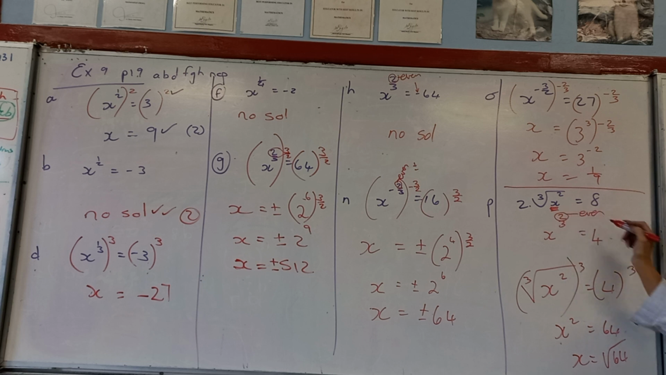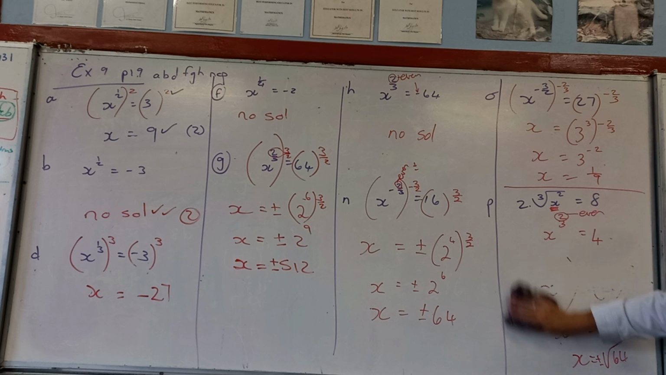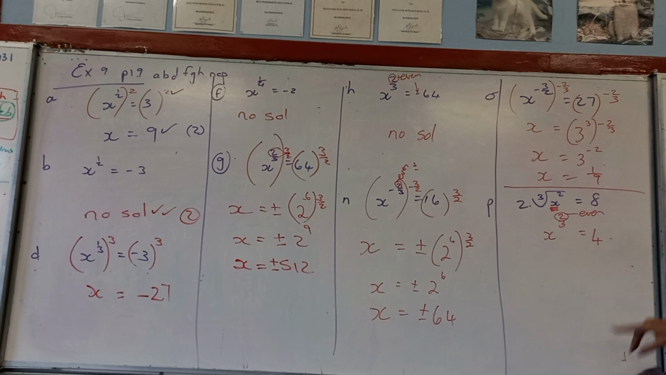That means my answer's got to be plus or minus. If you did it this way, when you come here and put the root there yourself, you're going to put the plus and minus there yourself. So you're going to get to plus and minus 8 anyway. Many ways to do these sums, right? I'm sure everybody went for the exponent that's a fraction.